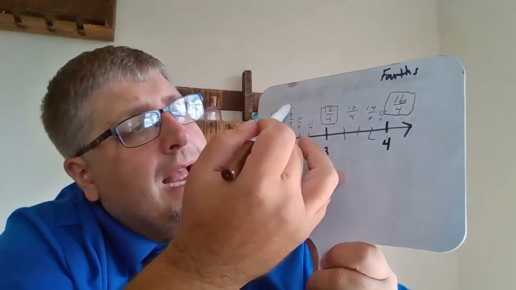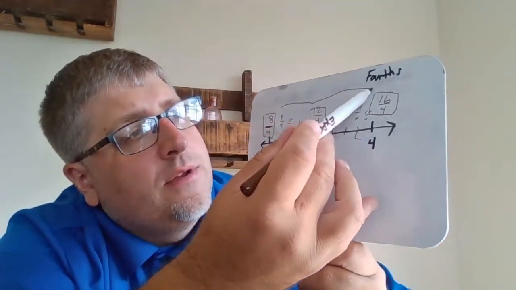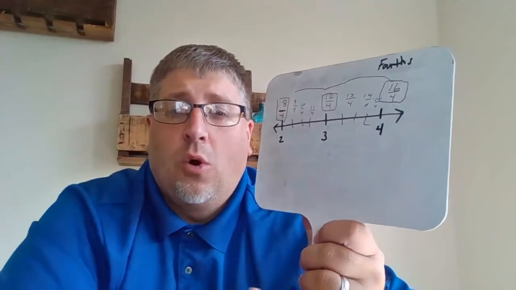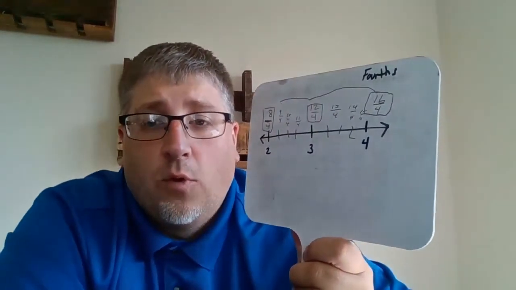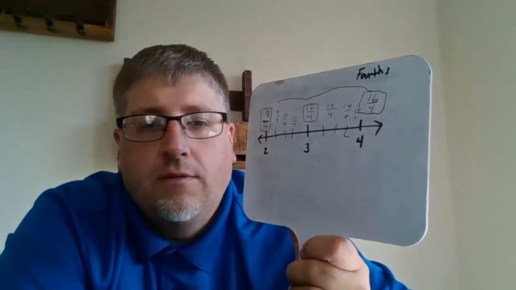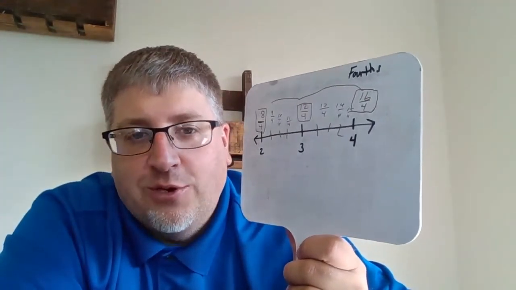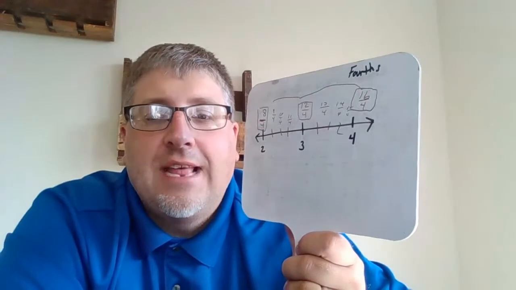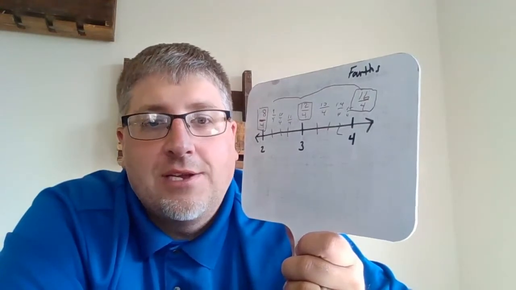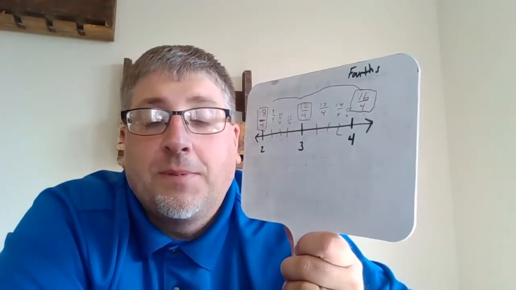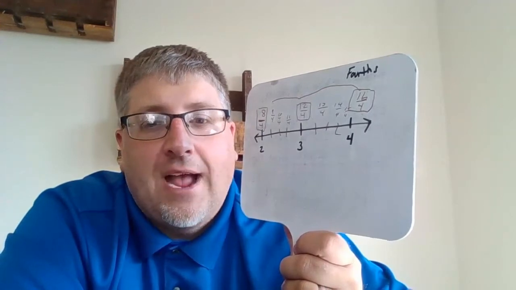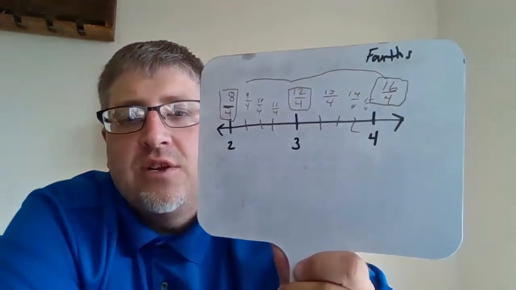So you can see we got 8, 12, 16. If I was to go on to 5, that would be 4 more, so that would be 20 fourths. And then 24 fourths, 28 fourths, and 32 fourths. And you're starting to see that pattern there with the fourths, and it's just kind of knowing your multiplication facts of 4, your division facts that way, okay? So that's just fourths right there.